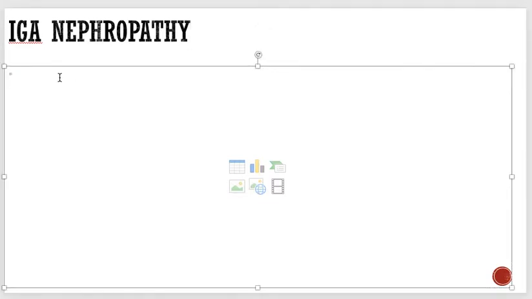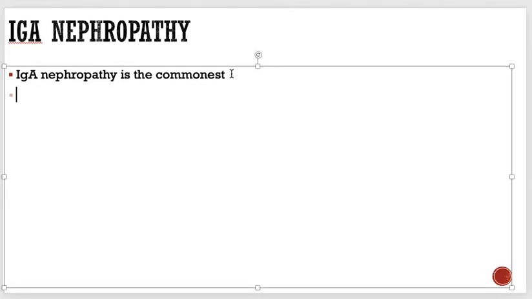IgA, or immunoglobulin A nephropathy, is the commonest type of glomerulonephritis, especially in high income countries, or you can say the developed countries. This is a very, very common type of nephropathy. Now most of the people who have IgA nephropathy remain asymptomatic. Asymptomatic means many times they have non-visible, or microscopic hematuria, which cannot be appreciated.